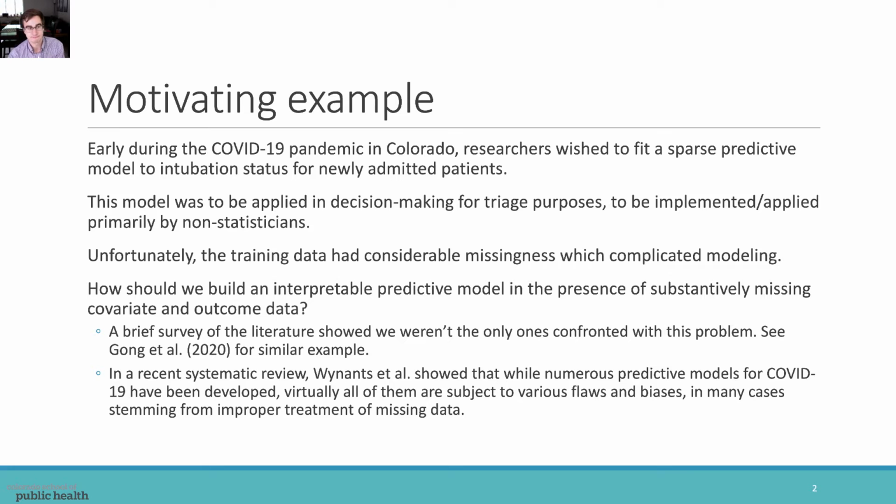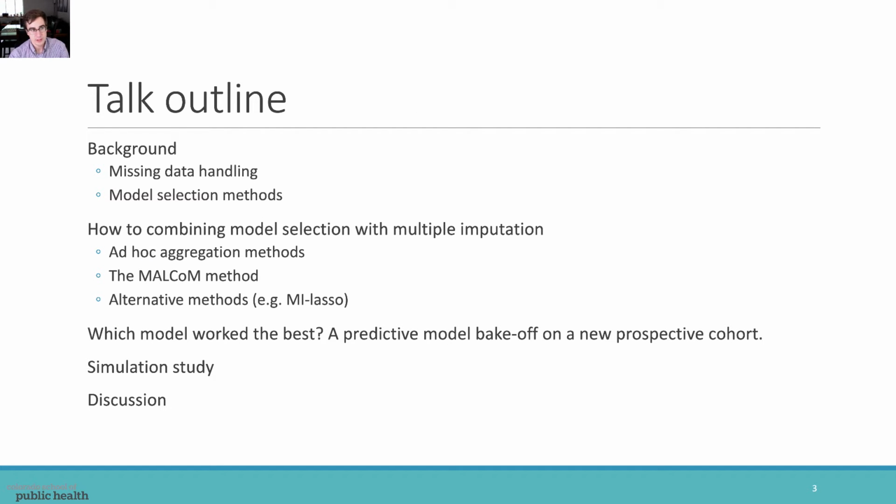So to outline the talk, as I said, I'll go through a little bit of background on missing data handling and model selection methods. More importantly, though, how to combine those two together in a way that makes sense. So we talk about a couple of the ad hoc methods you might consider, and the one we ended up going with, which is the Malcolm method. And there's also a few alternative methods that we looked at after the fact. Most importantly, which model worked the best. We'll provide some recommendations and do a predictive model bake-off, as well as a simulation study.